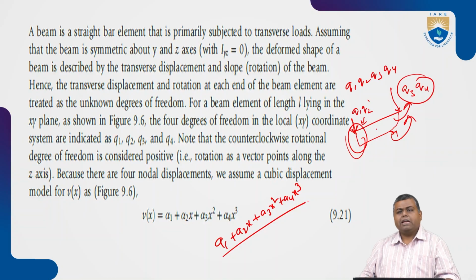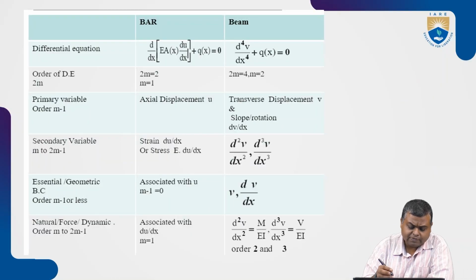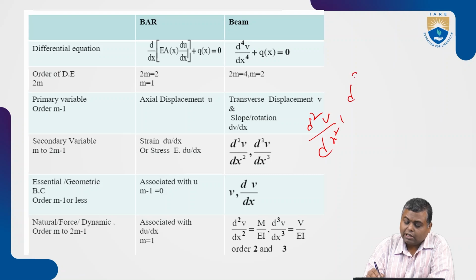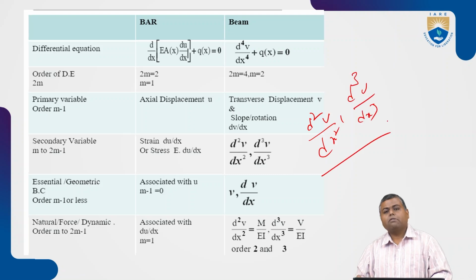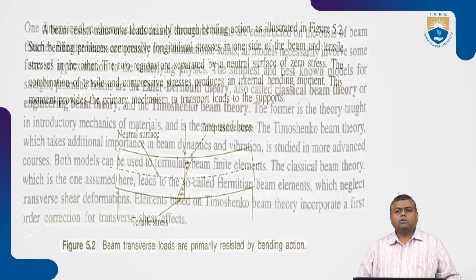When I apply the equations with respect to Timoshenko theory or Euler's beam theory, finally I will have the strain equations for the beam element in the form of d square v by dx square, and the other slope form d cube v by dx cube. These are the two equations which we need to follow when solving the beam element with respect to the stiffness matrix. So, that's all.